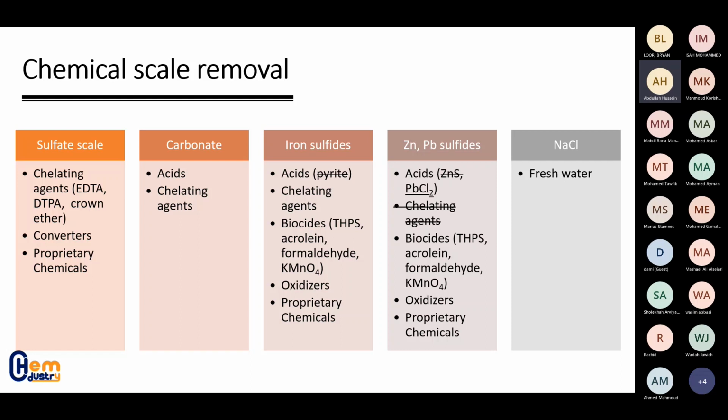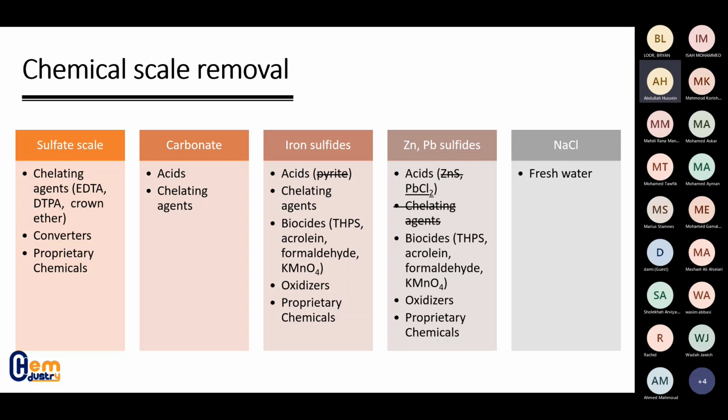But either way, if you're using a chelating agent, you will need a lot of time, heat, high pH, and patience. You have to be really patient with that. You might need to do a couple of rounds to remove all the scale. For carbonate scale, you can use acids or chelating agents. The problem with acid is that it can be corrosive to your system, so you have to be careful with that.